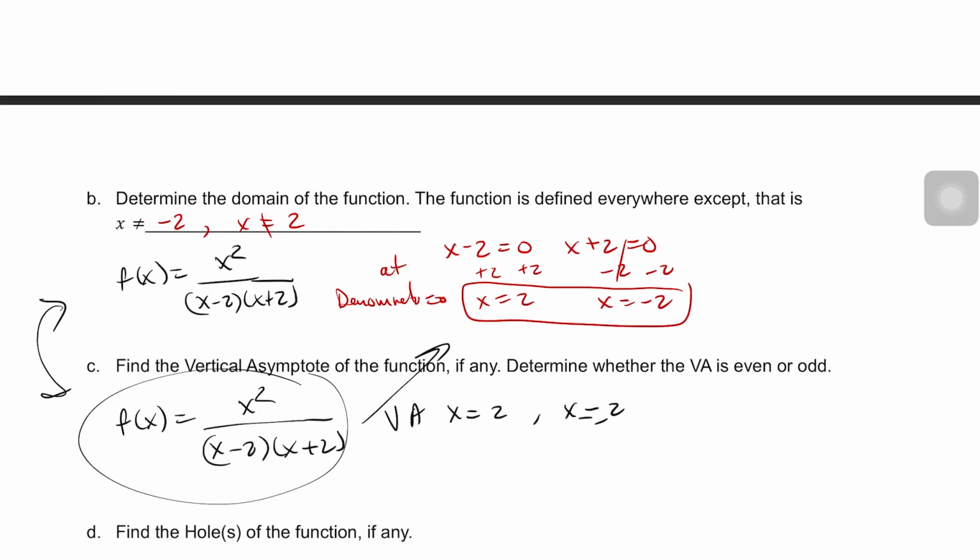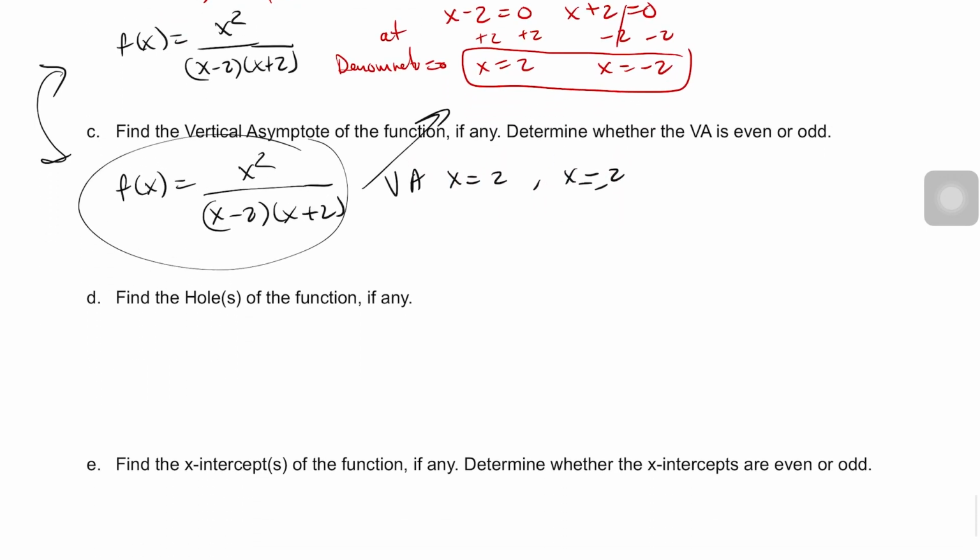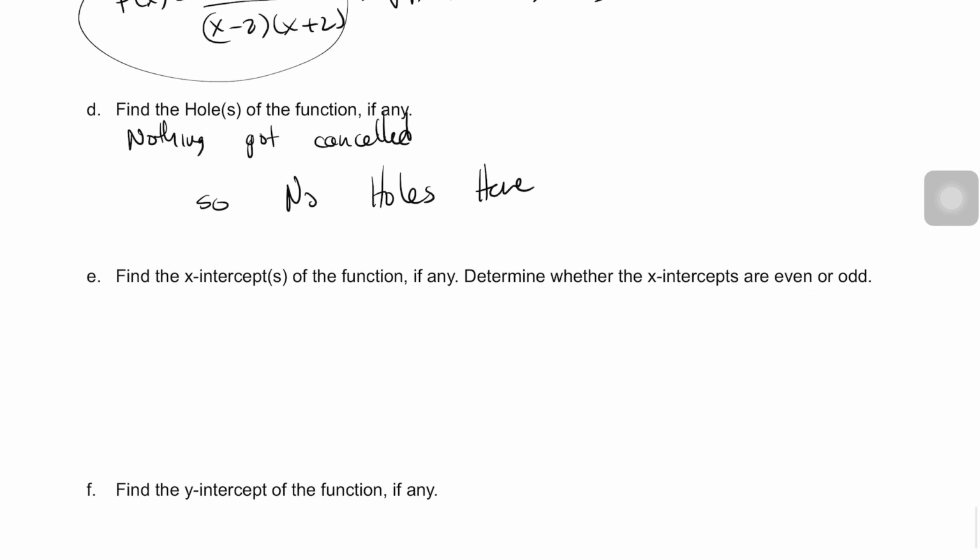In other words, if you were able to cancel something, then only one would have been the vertical asymptote because the other one got canceled. For the holes, it's again the factor that got canceled, but nothing got canceled. So no holes here in this function.